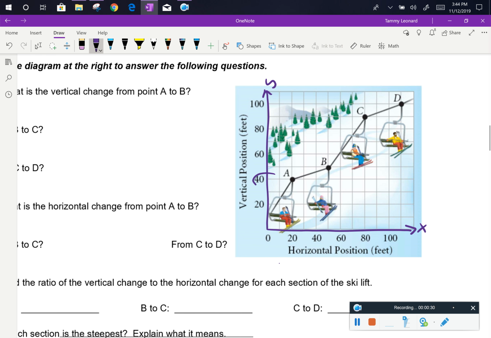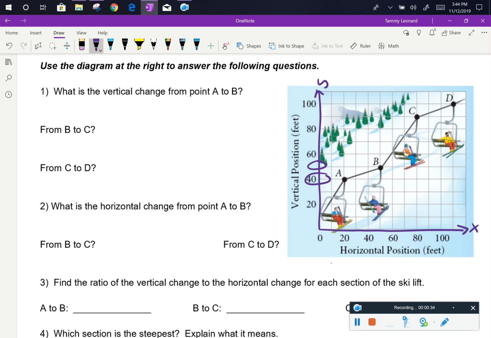So from A to B, we don't move up very much. Notice we move from 40 to 50. Since 50 minus 40 is 10, the change in y between those 2 points is just a positive 10. So the ski lift is 10 feet higher at point B than it is at point A.